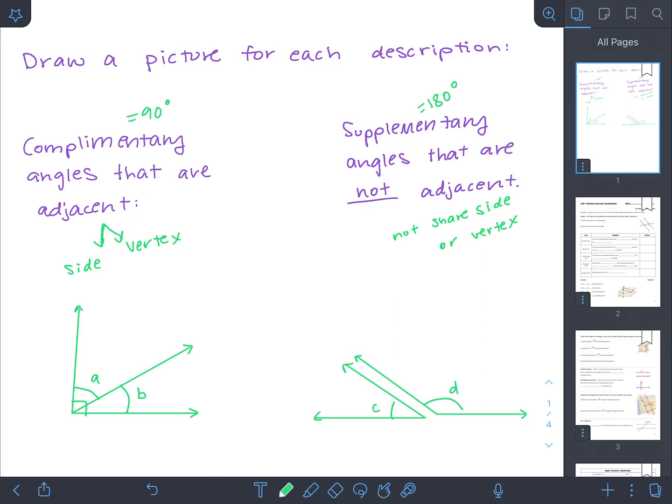If you wanted to make this even more rock solid, you could go through and give these angle measures. So you could say 50 degrees and 40 degrees for the complementary angles, and then you could say like 30 degrees and 150 degrees for the supplementary angles. So there are a lot of ways to do that bell work. Make sure you have something similar to what I have.